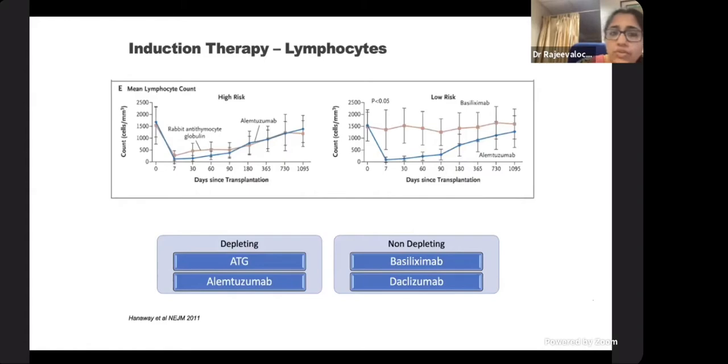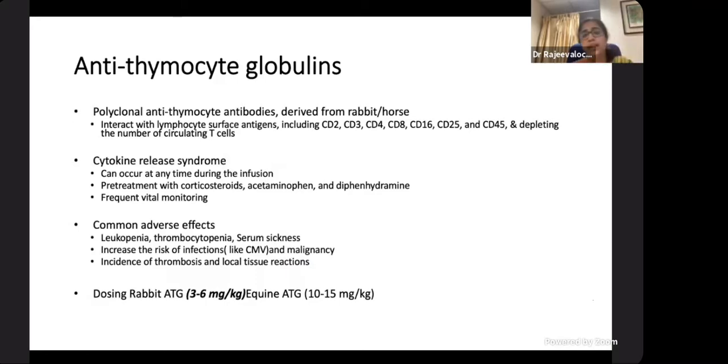Now, coming to the lymphocytes, I think anti-thymocyte globulin has a very good effect on depleting lymphocytes, followed by Alemtuzumab. Basiliximab, yes, to some extent, but it is a non-depleting antibody. Now, coming to ATG, it's basically a polyclonal anti-thymocyte antibody. What it does is it interacts with the lymphocyte surface antigens, which include CD2, CD3, CD4, etc., and depletes the number of circulating T cells. It can be derived from the rabbit or the horse. RATG, that is rabbit ATG, is widely used.